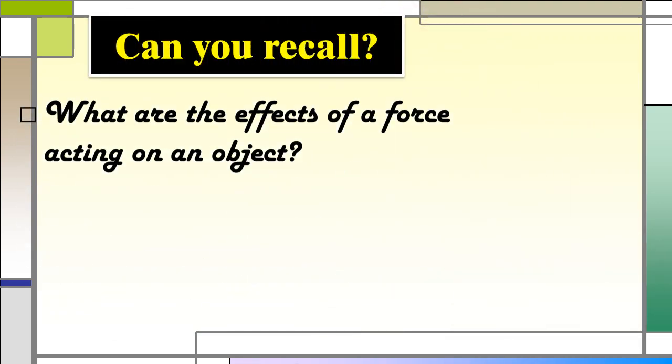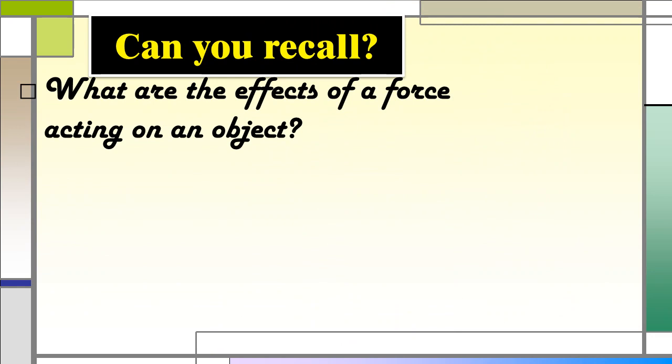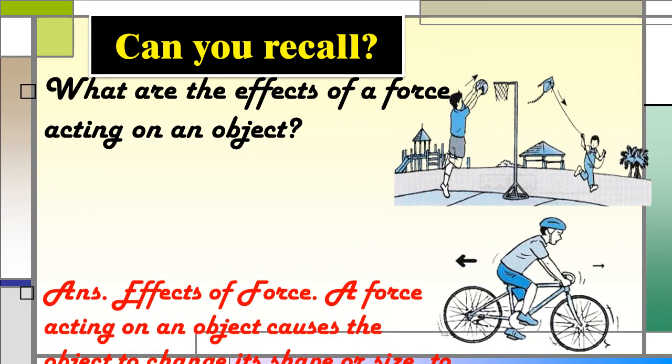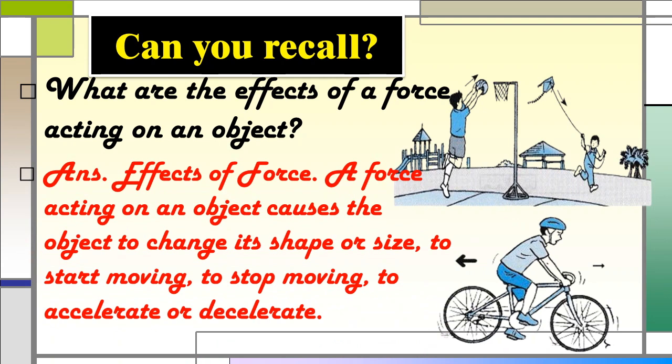Can you recall, students, what are the effects of force acting on an object? The answer is: a force acting on an object causes the object to change its shape or size, to start moving, to stop moving, to accelerate or to decelerate. That means if you apply force on a particular object, it will either start moving, or stop its motion, or its speed will increase or decrease.